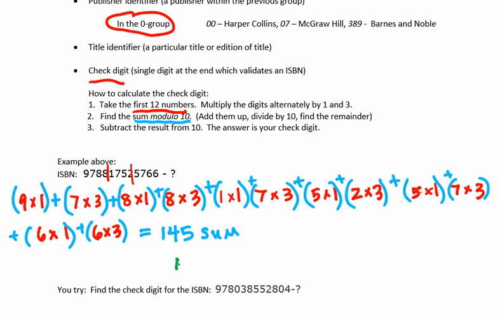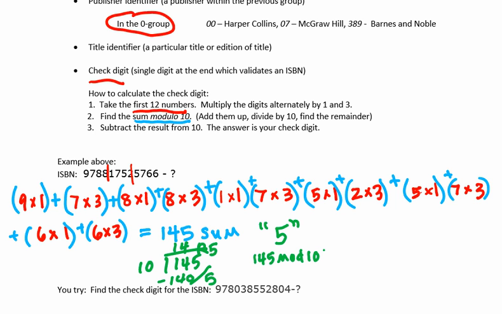So I'm going to take 145, and I'm going to divide by 10. 10 goes into that 14 times, giving me 140, with a remainder of 5. That 5 is the number that we want. That is 145 mod 10. Or in other words, that is our number with the remainder after division by 10. So I'm looking for how much is left over when I divide by 10.